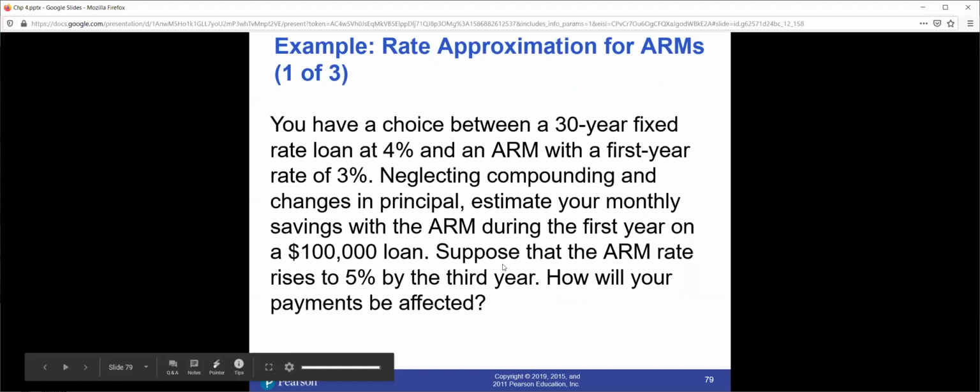All right, let's go over another example here. Here we have rate approximations for ARMs. You have a choice between a 30-year fixed rate loan at 4% and an ARM with a first-year rate of 3%. Neglecting compounding and changes in principal, estimate your monthly savings with the ARM during the first year of your $100,000 loan. Suppose that the ARM rate rises to 5% by the third year. How will this affect your payment? So the ARM, remember, is the one that adjusts its interest rate, and the fixed doesn't. So the ARM was smaller at first and then grew past the fixed. So which one was worth it?